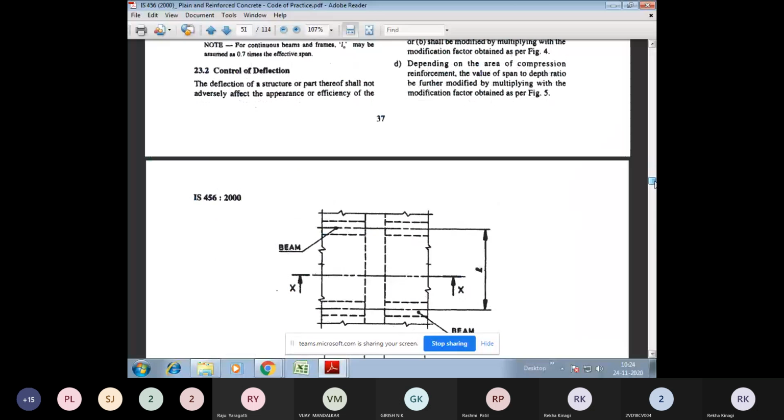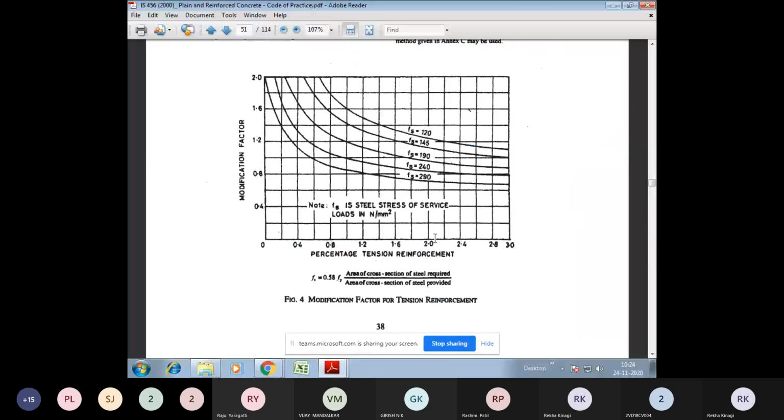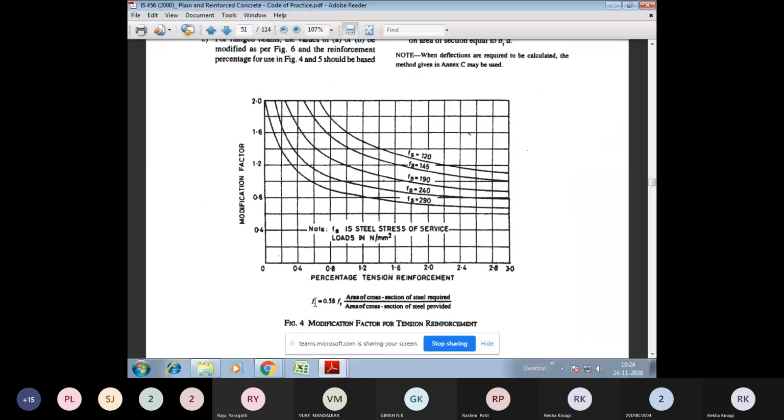And we can find out the value of Fs equal to 0.58 Fy into area of cross section of steel required divided by area of cross section of steel provided. And already percentage tension reinforcement would be calculated while calculating the shear reinforcement or check for shear. Then we can just get the modification factor by projecting horizontally.